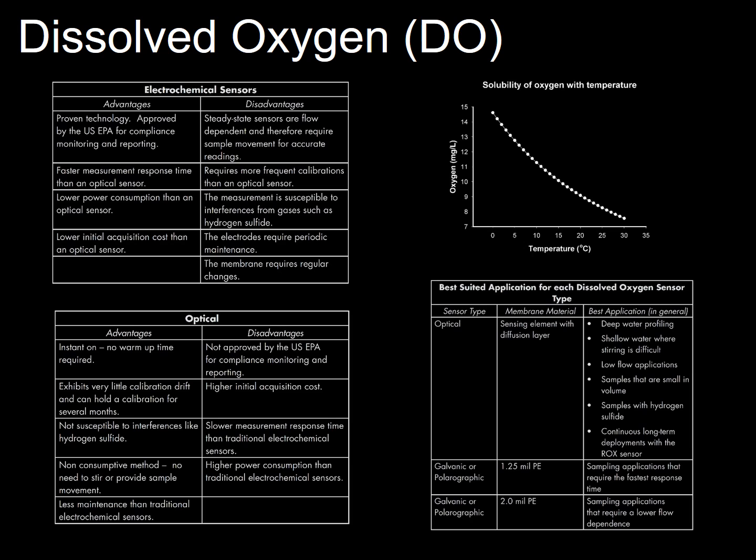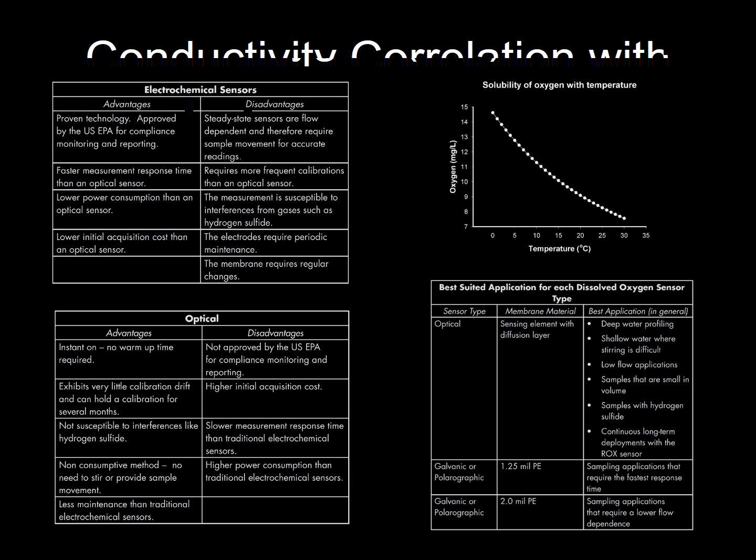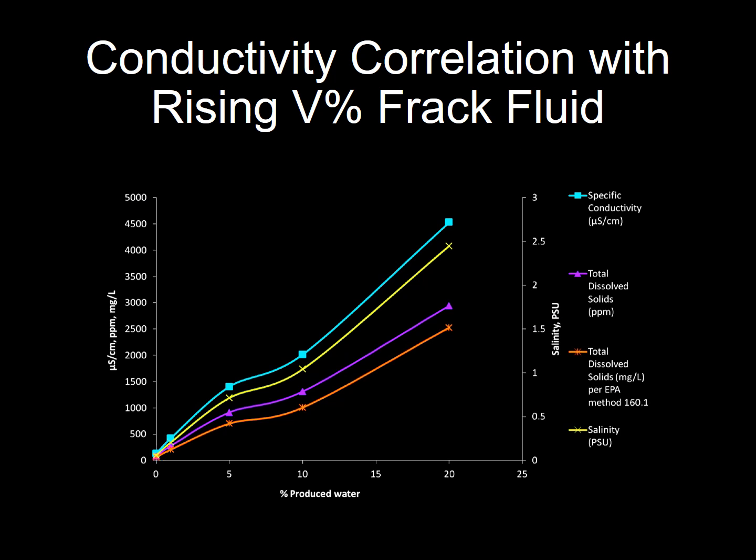So some of the results of their analysis of these different methods, the ORP, dissolved oxygen, conductivity, and temperature, in terms of an assessment of laboratory and field observations of fracking fluid. So the correlation of conductivity with increasing volumetric weight percent of fracking fluid here is shown, and there's a pretty clear correlation between TDS, specific conductivity, and then also chloride-derived salinity.